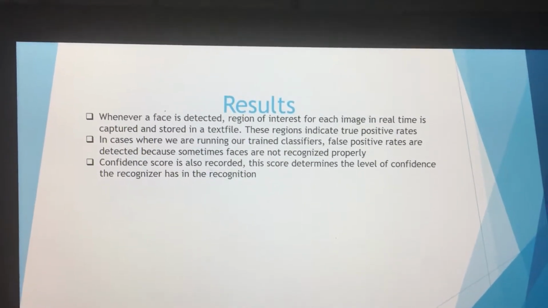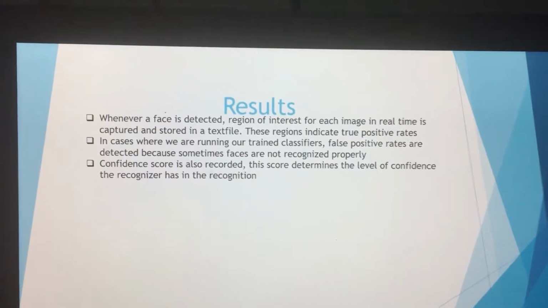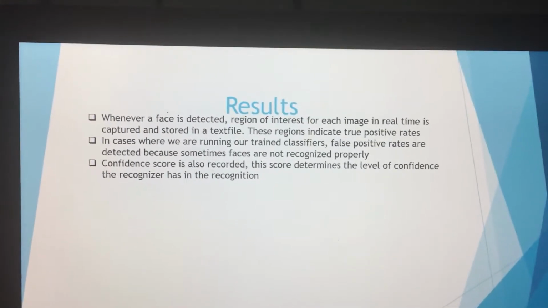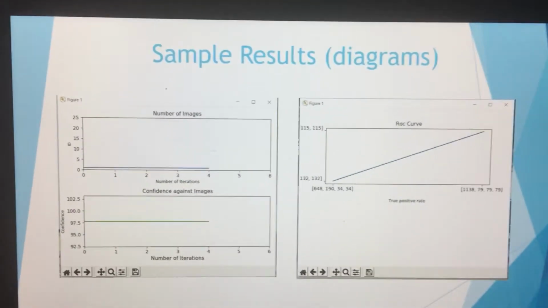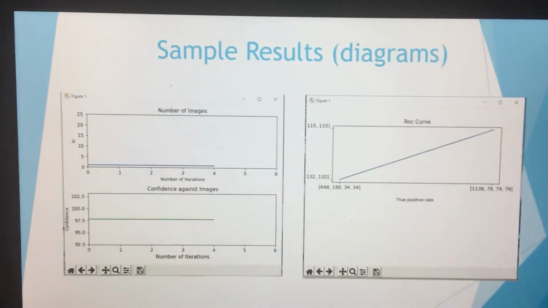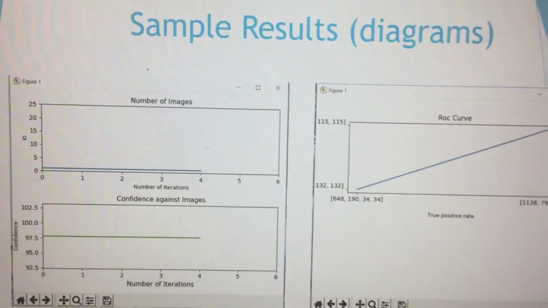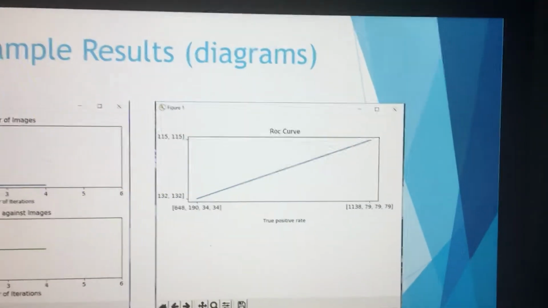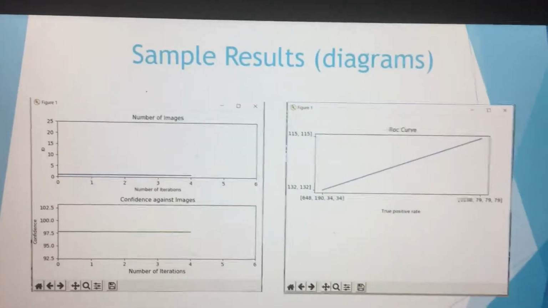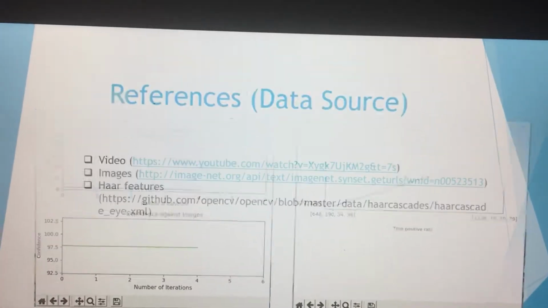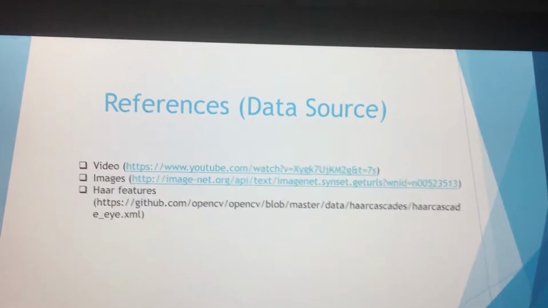Confidence is also recorded. A confidence of 0 means accuracy, and that's what we are trying to get to. Sample results: we've got two figures, one demonstrating the confidence levels on this side, and the other one is more of a ROC curve for the true positive and false positive rates. These are some of the references for the data source.